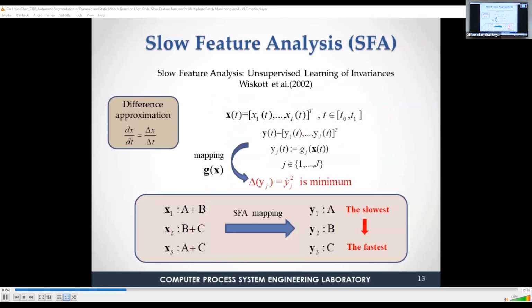In the past dynamic models, slow feature analyzer is a good method because SFA monitors the dynamics of different frequencies. For example, X1 is A plus B, X2 is B plus C, and X3 is A plus C. And X1, X2, X3 can be extracted from the slowest to the fastest after SFA projection.